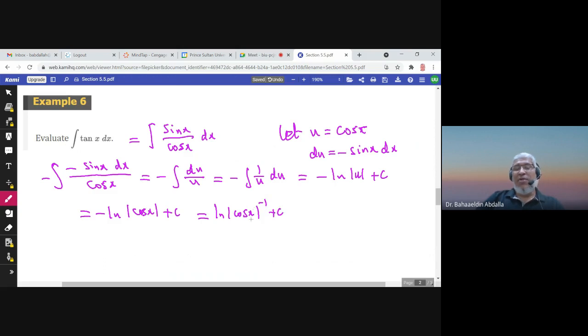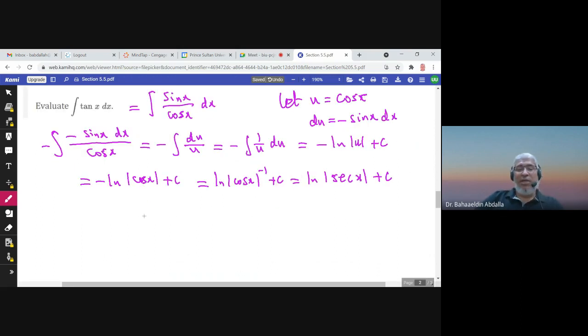And this is the reciprocal of cosine. And the reciprocal of cosine, 1 over cosine, is just secant. So we can say that the integral of tan x dx is ln absolute value of secant x plus c.